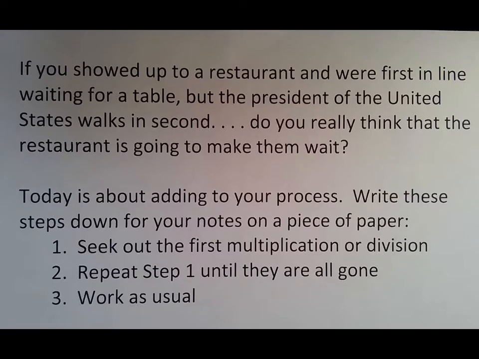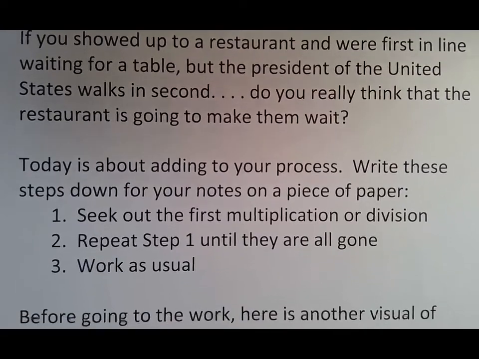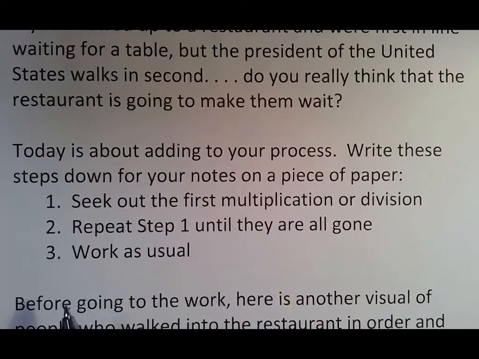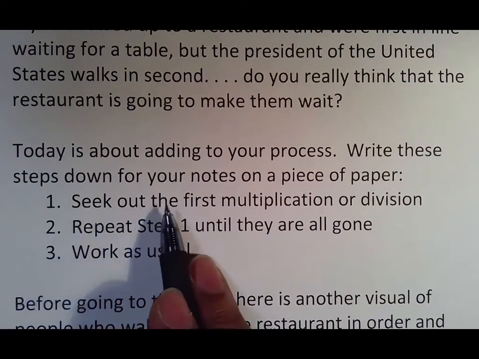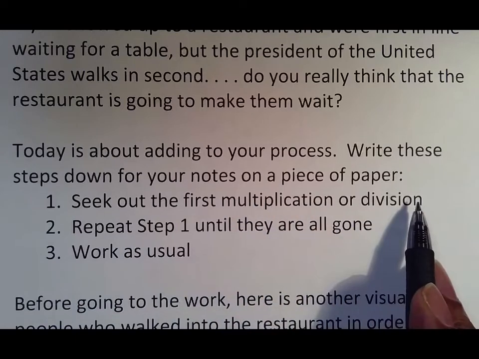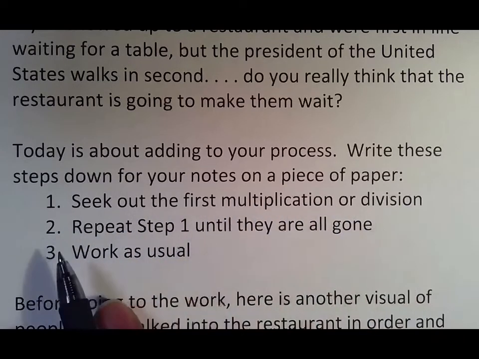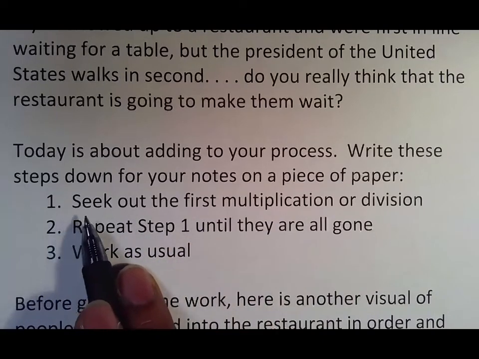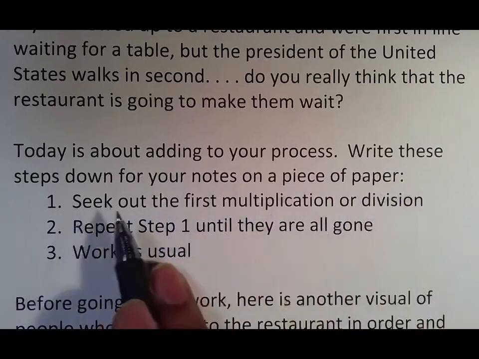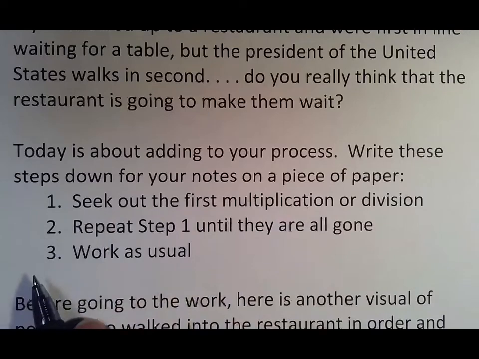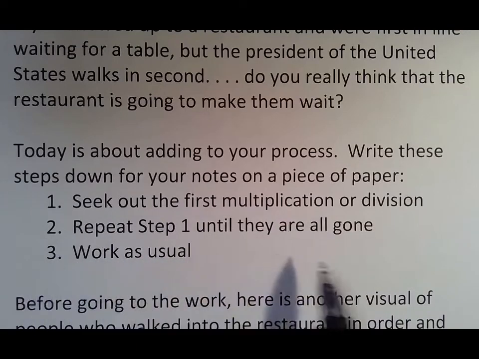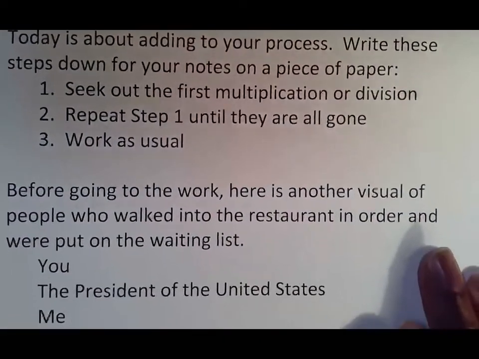Today is just about adding to your process, so write these steps down for your notes real fast on a piece of paper. First thing you want to do is seek out the first multiplication or division. So just seek out whatever the first multiplication or division is. Second, you want to repeat this step, which is to seek out the first multiplication or division, and keep doing that till they're all gone. And then we do what we did last week, which is front to back, working everything out.